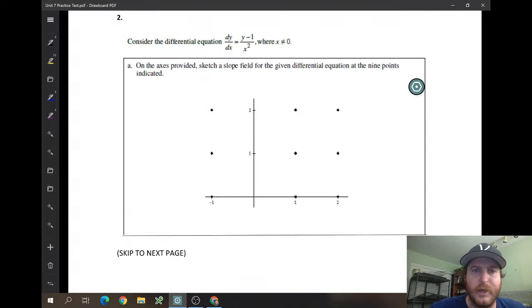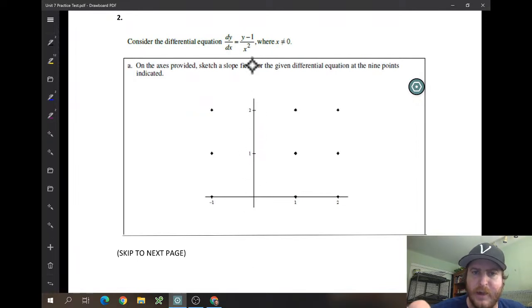Okay, next one is one of these differential equations. We're given the differential equation dy/dx equals (y minus 1) over x squared. First, before anything else, they ask us to just plot these 9 points. They didn't put anything there because that's when x is 0, going up and down as x is 0.